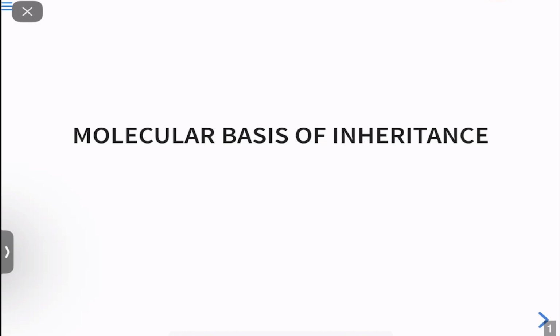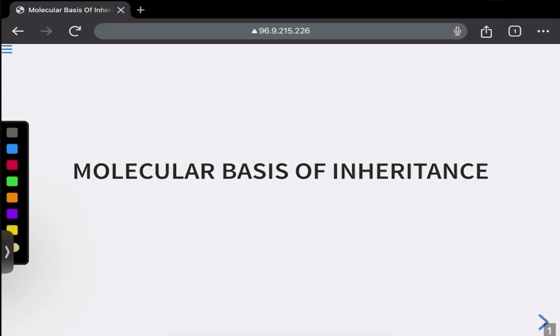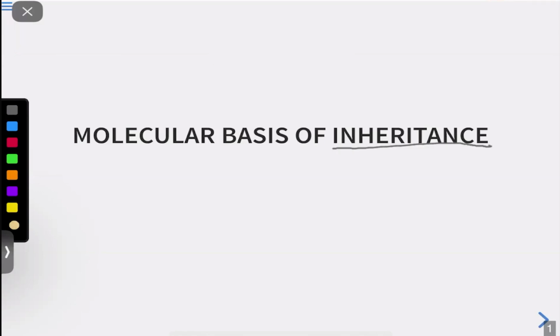So, first, before starting, I would like to start with the definition of this chapter, what this chapter means. Okay, molecular basis of inheritance. So, first, take a look at this word inheritance. What is inheritance? So, in simple terms, inheritance is what you pass on to the next generation.